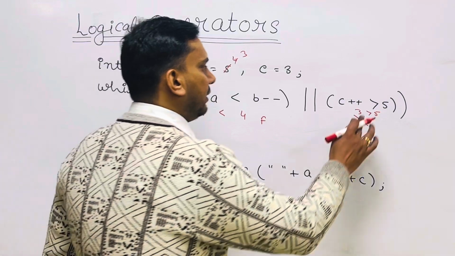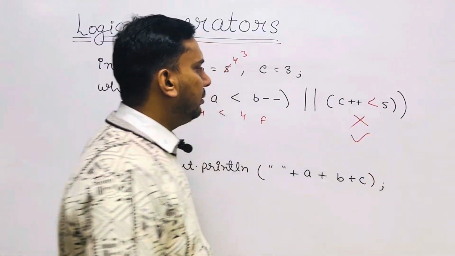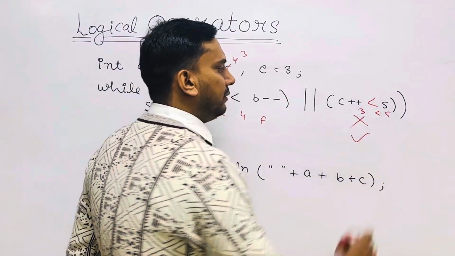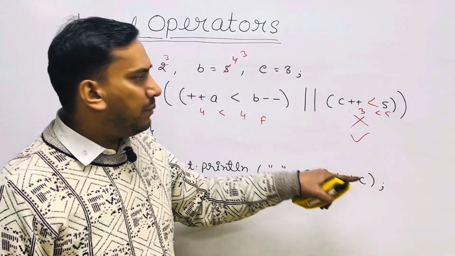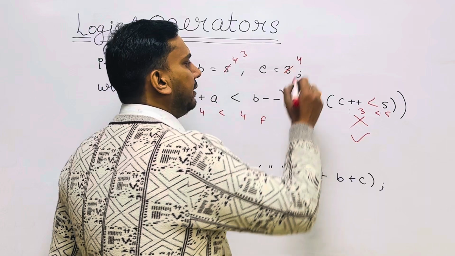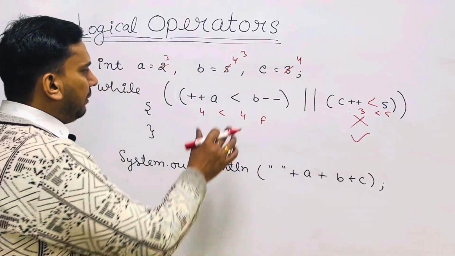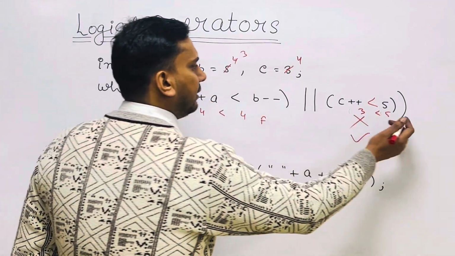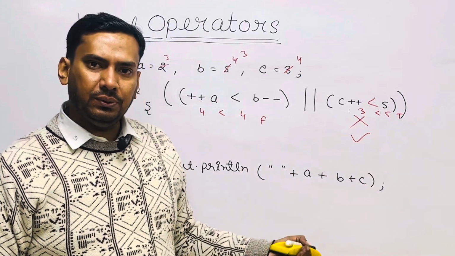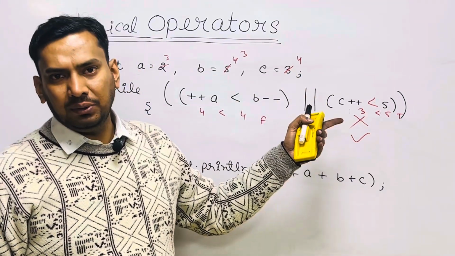So, it is again false, but suppose c is something like this. What will happen? c++ means 3 is less than 5, so the answer is true. So, in the next iteration it will go again, and c is updated to 4. Now, the third iteration will be executed. Why? Because this resulted in false and this resulted in true. So, false or true is true. It means the overall condition gives you true, and the next iteration is allowed.